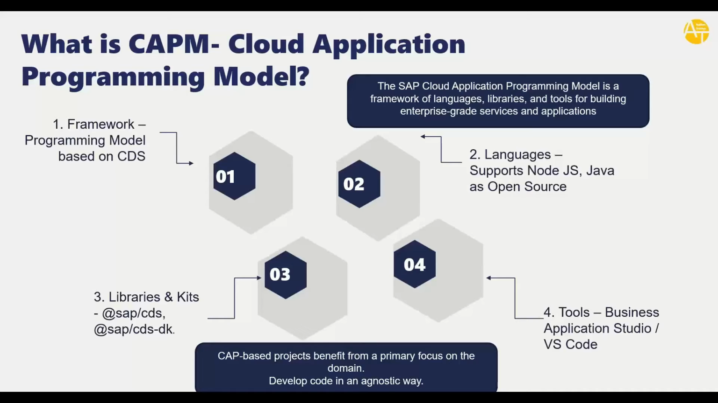So SAP Cloud Application Programming Model is nothing but a collection of frameworks of languages, libraries, and tools for building enterprise-grade service applications. It is already based on a golden proven path. Many times you are confused about which technology to choose, which database to choose, what is the right decision for my project? Is there any best practice provided by SAP? Is there any gold standard to develop applications on SAP BTP? CAPM is exactly that.